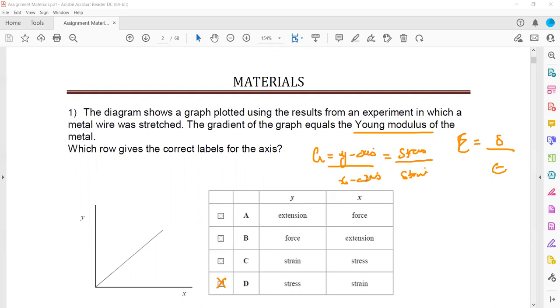Why is it not force and extension? The reason is, if this was the same question and they said the gradient equals the spring constant or the stiffness, in that case stiffness is referred to as k, the spring constant. So in that case the graph should be between force on the y-axis and extension on the x-axis. But if the graph is between stress and strain, the gradient will be equal to Young's modulus. Is the discussion clear?